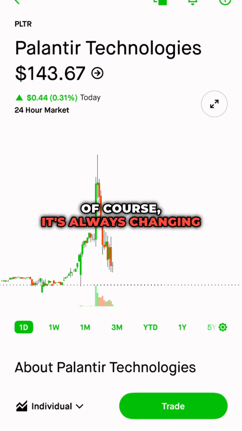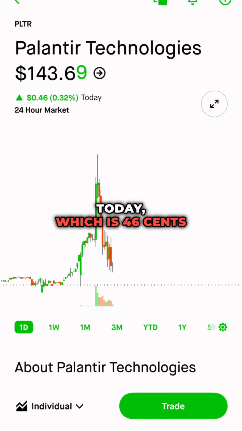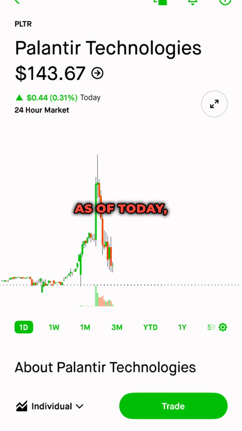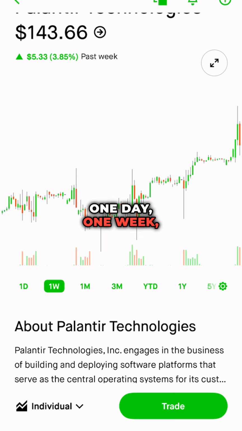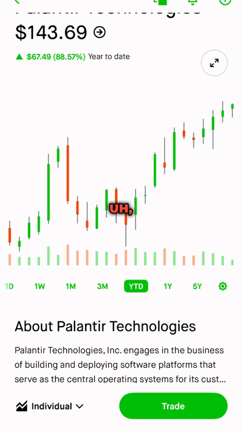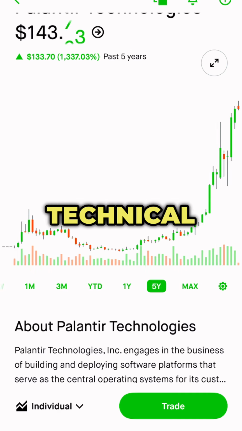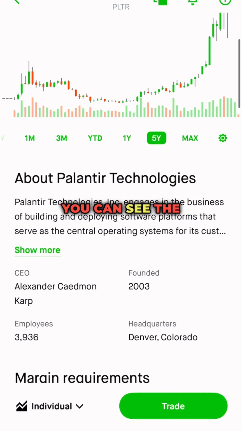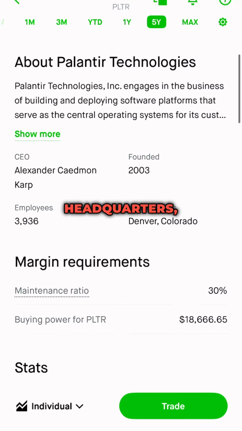Of course, it's always changing, and you can see that it's up 0.31% today, which is 46 cents as of today. You can see the chart, and you can look at the 1 day, 1 week, 3 months. You can do a lot of things, like different technical analysis and technical indicators, which we will go over there. You can see the description, the CEO, when it was founded, how many employees there are, and the headquarters.